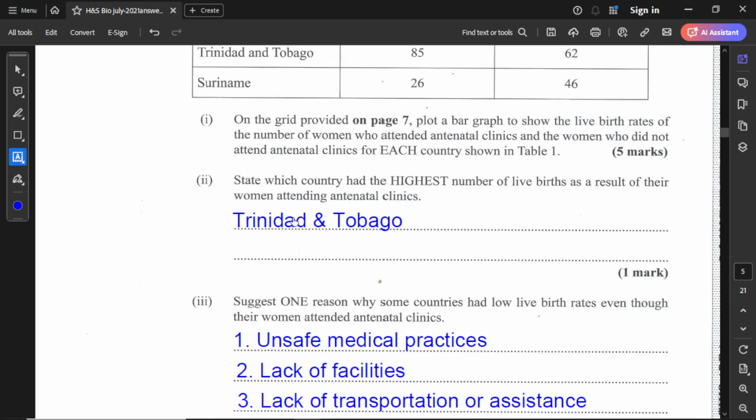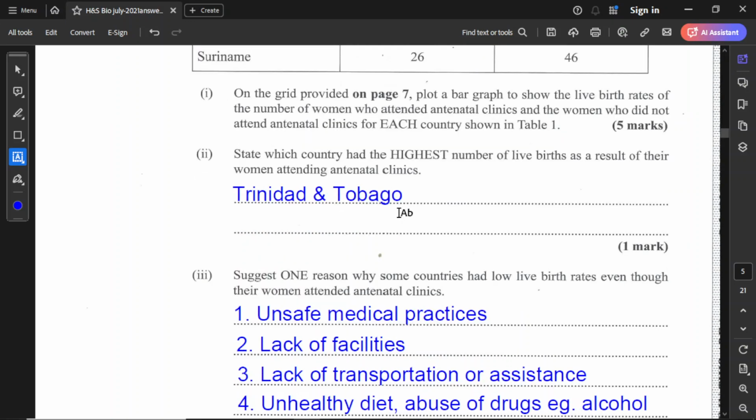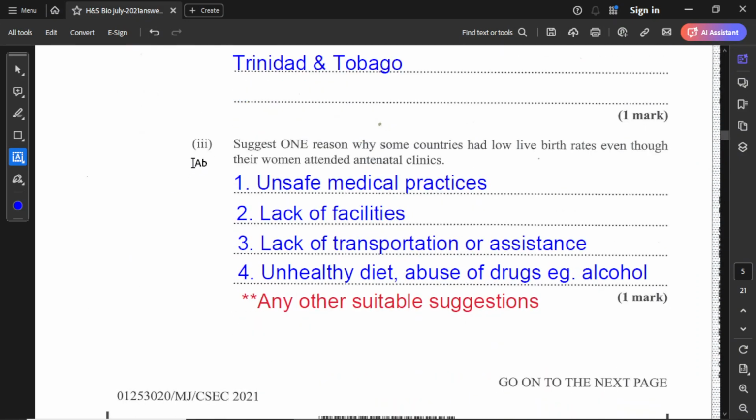All right, so the next part of the question is to state which country had the highest number of live births as a result of their women attending antenatal clinics, and that is obvious even from the chart, and that is Trinidad and Tobago. Part 3 of this question is to suggest one reason why some countries had low live birth rates, even though their women attended antenatal clinics. So even though they go to the clinics, what are some of the things that could cause a low number of live births? All right, and so one of them could be unsafe medical practices.